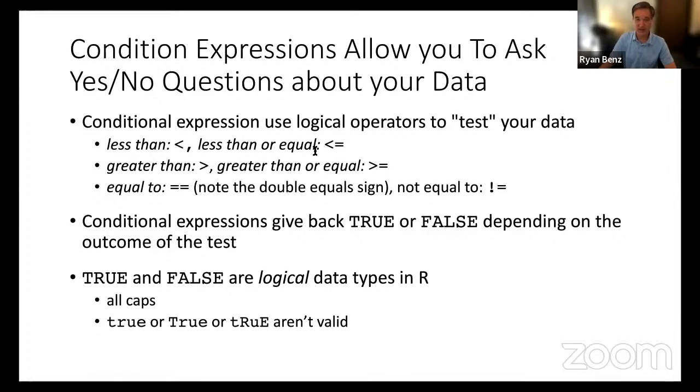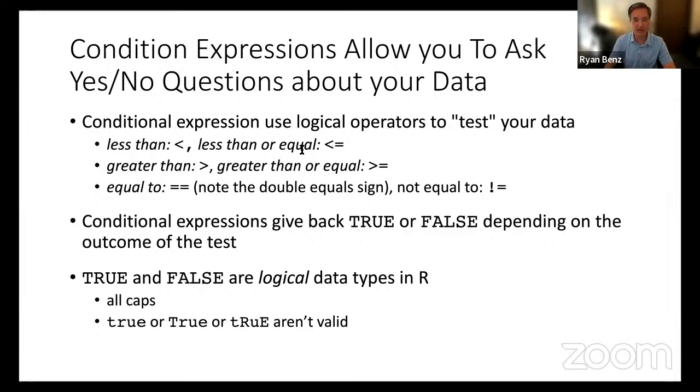You can also ask less than or equal to, and you use two symbols here, the less than sign and the equals. Again, you can't have a space here, just like our assignment operator, you can't have a space between these things, you have to put them together. We have greater than or equal to. So these are pretty straightforward operators.